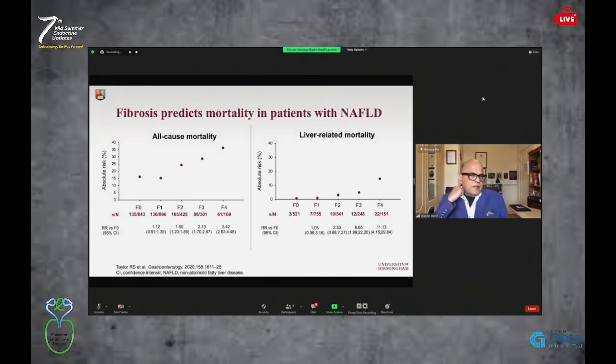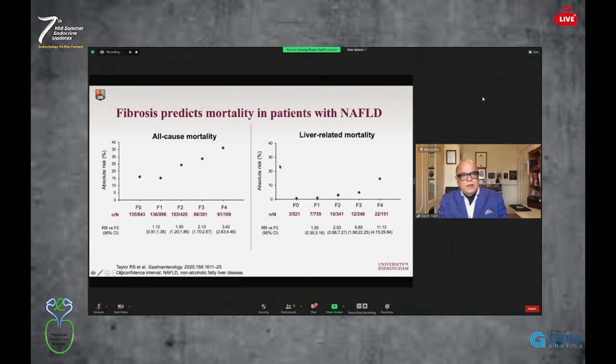Now, one of the things about fibrosis is that it not only gives an indication for the progression of the liver disease, but it also has an effect on the all-cause mortality. So if we look into this study, looking at two factors, one is all-cause mortality and the other is the liver-related mortality. And as the fibrosis increases from F1 to F4, there is a steep increase in all-cause mortality. But when it comes to liver mortality, that rise is only seen between F3 and F4, showing that the all-cause mortality, which is mainly cardiovascular, tends to rise much earlier than the liver-related mortality.